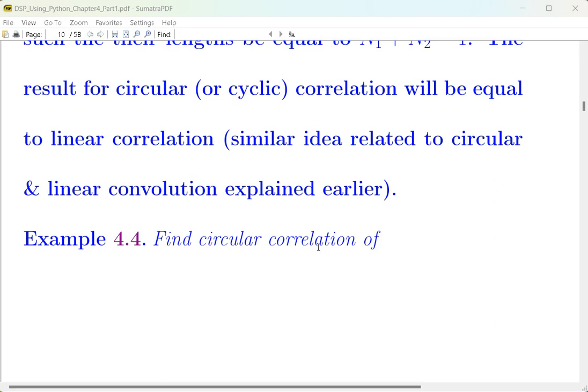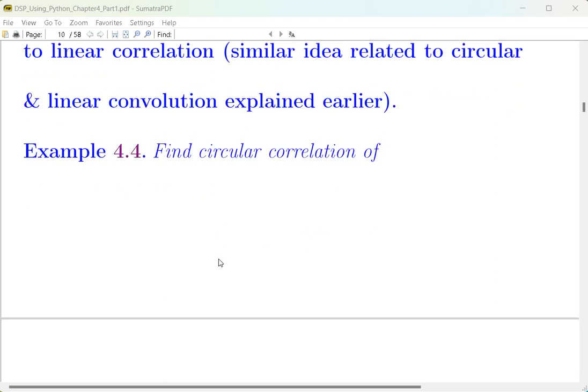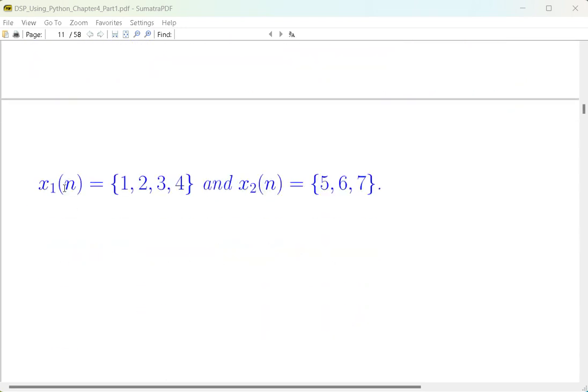Example. Find the circular correlation of x1 of n being 1, 2, 3, 4 and the second sequence 5, 6, 7 test patterns.